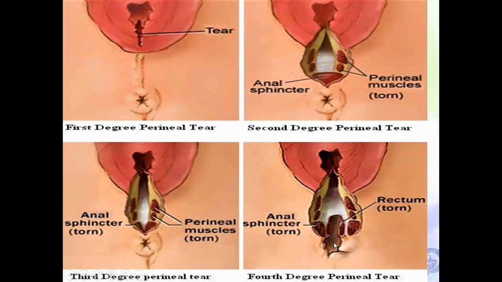And the worst form is where the rectal mucosa is also cut. In that way, the anus and the vagina are more or less the same thing. If it's not repaired, it really is catastrophic. Which means third degree and fourth degree tears must be repaired in theater.